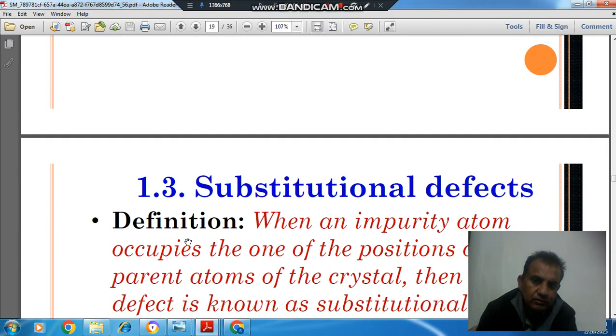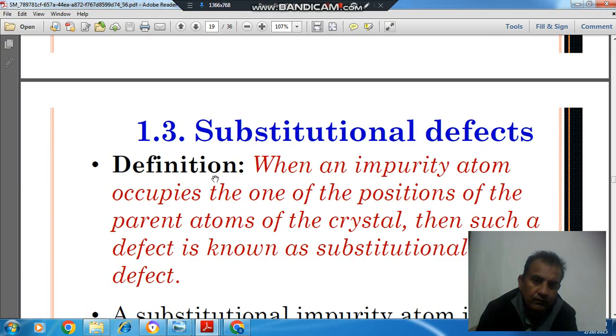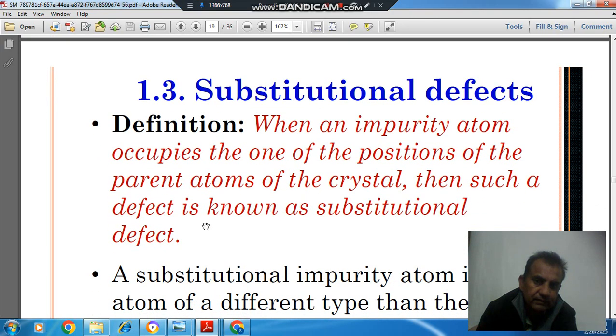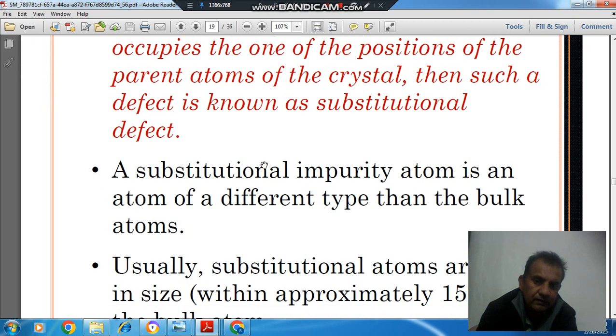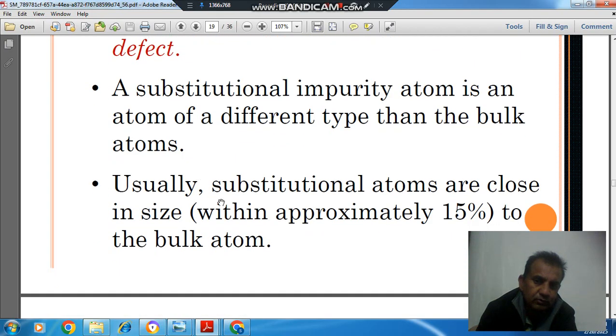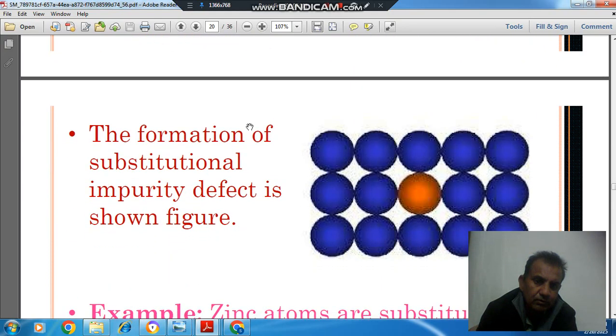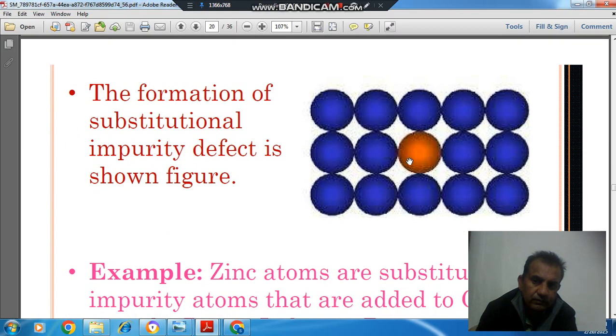Next is your substitutional defect. When an impurity atom occupies one of the positions of the parent atom of the crystal, then such a defect is known as substitutional defect. A substitutional impurity atom is an atom of a different type than the bulk atom. Usually substitutional atoms are close in size, within approximately 15%, to the bulk atom. The formation of substitutional impurity defect is shown in figure. This is the foreign atom.